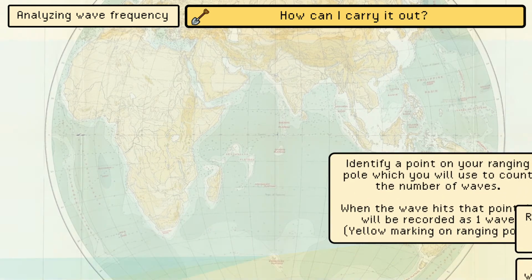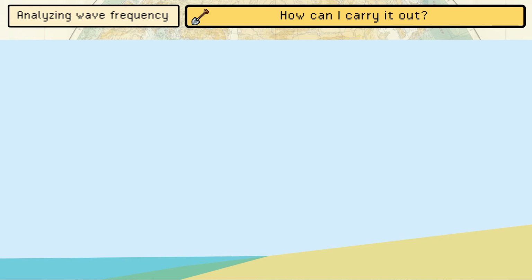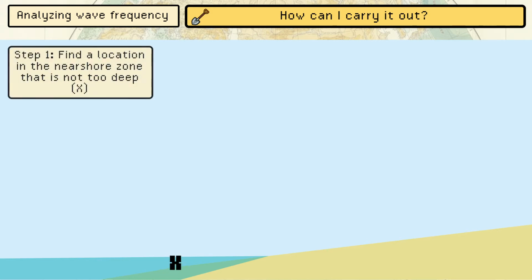Alright, let me pull out this diagram for you. Imagine that you are at a beach, and I want to do this analyzing wave frequency. Basically, I want to find a location in the near shore zone that is not too deep. So you have to get into the water, but make sure you do not go in too deep. Over here I have denoted this ideal area through the letter X. This is where you're going to carry out your next step.